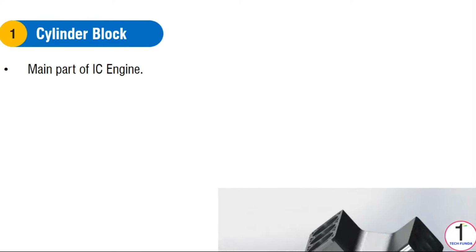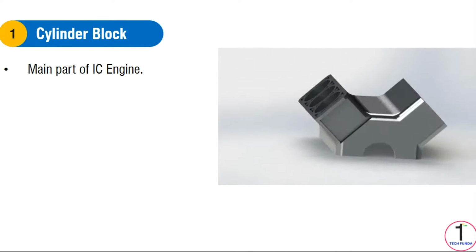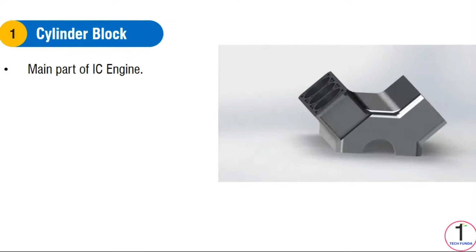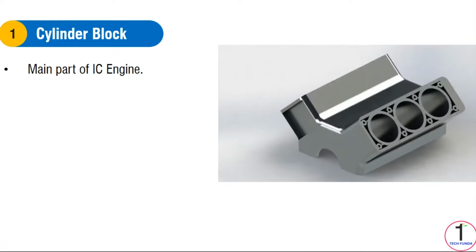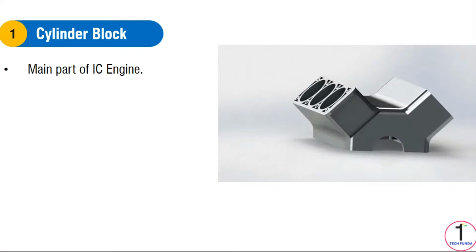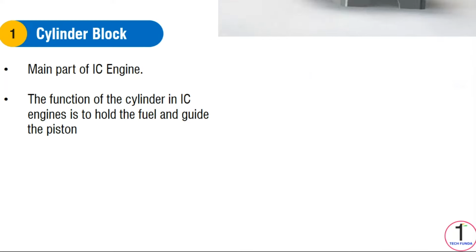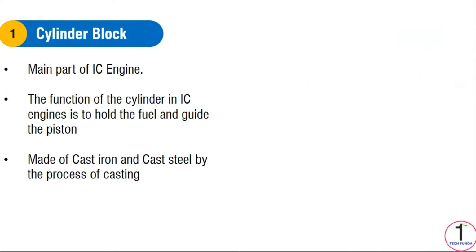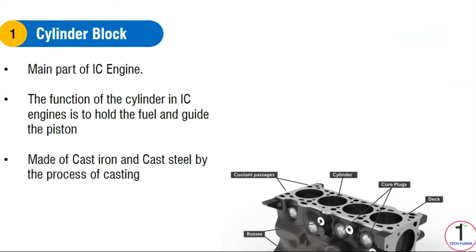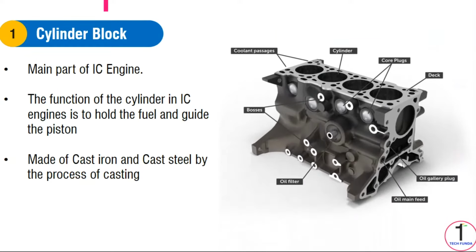Number 1. Cylinder block. The cylinder block is the main part of the IC (internal combustion) engine. It is the part where all the functions of the engine take place inside it, such as intake, suction, compression, combustion, exhaust, etc. The function of the cylinder in IC engines is to hold the fuel and guide the piston. The cylinders are made of cast iron and cast steel by the process of casting to handle all the temperature and pressure which is generated after the combustion of fuel.